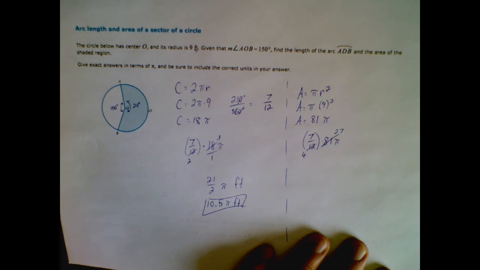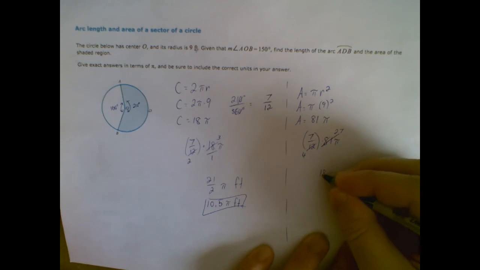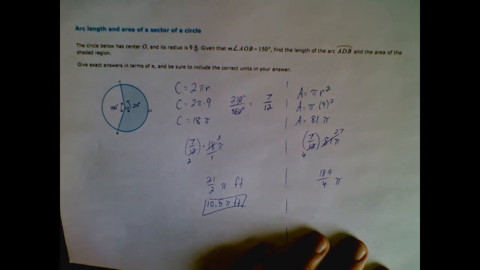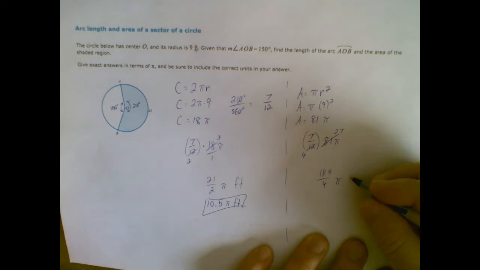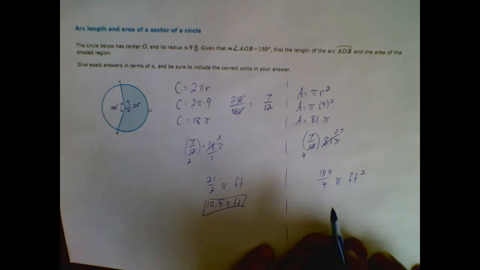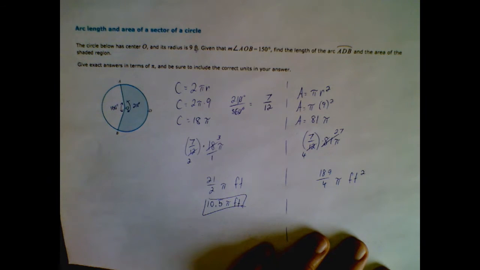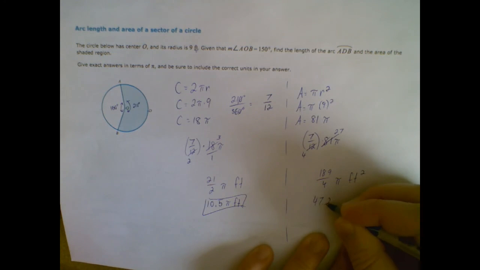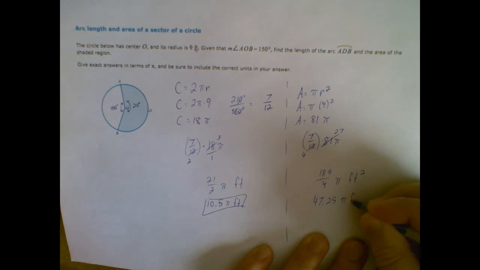So go ahead and jump to our calculators. 27 times 7, we get 189 over 4 pi. Notice this is area, so this is square feet. Let's go ahead and get a decimal for that, though, just to make it a little bit nicer. So 47.25 pi square feet is the area of that shaded region.